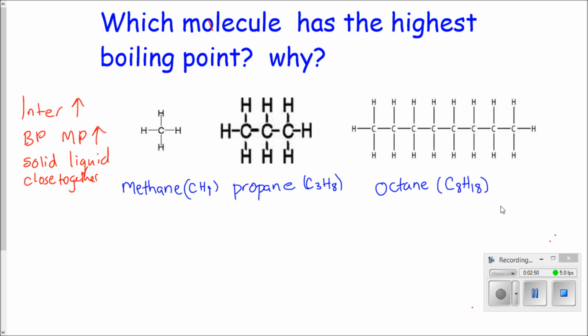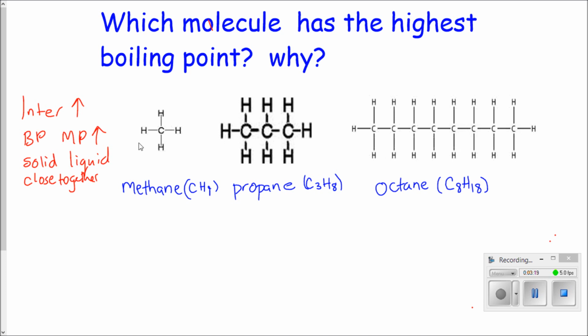So what can we assume about this? Well, methane is a gas, propane is a gas, and octane is a liquid. Which one has the highest boiling point? Well, the answer is octane does, because it's a liquid at room temperature, whereas methane is a gas. So therefore, it's already boiled. It's already a gas at room temperature, whereas octane actually turns into gas at a little bit higher temperature.